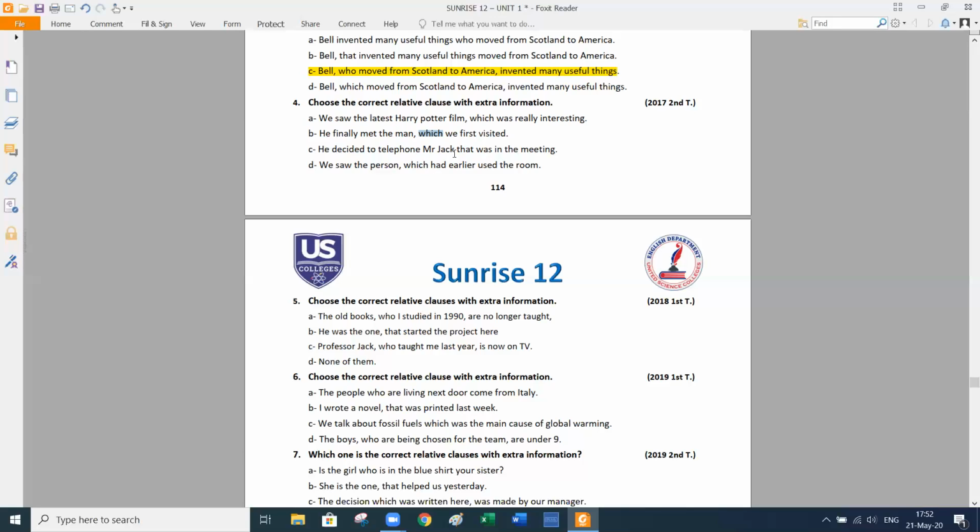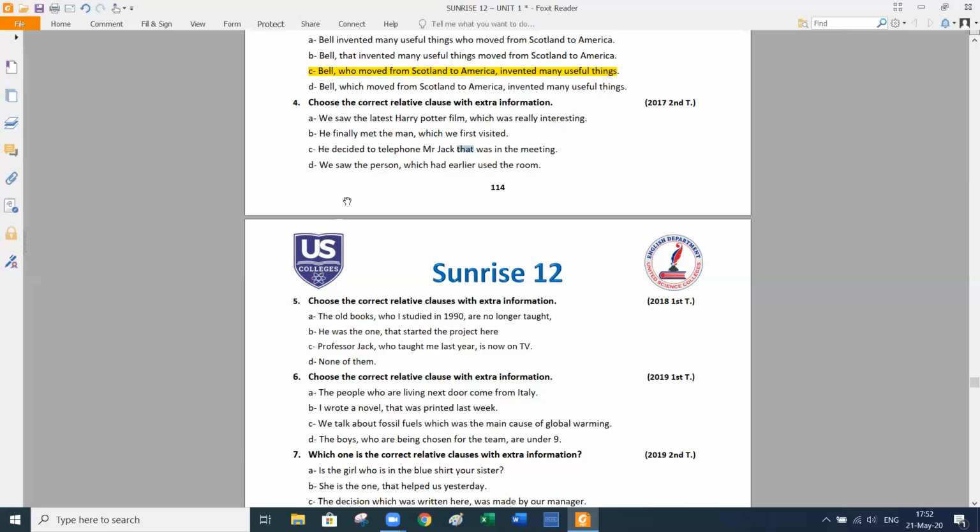But we can correct the sentence using a comma and using who instead of that. In that case, it would be correct, because Mr. Jack doesn't need to be defined, so a non-defining relative clause would be better in the sentence.